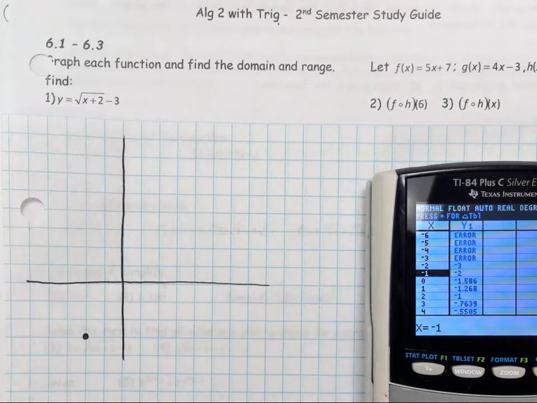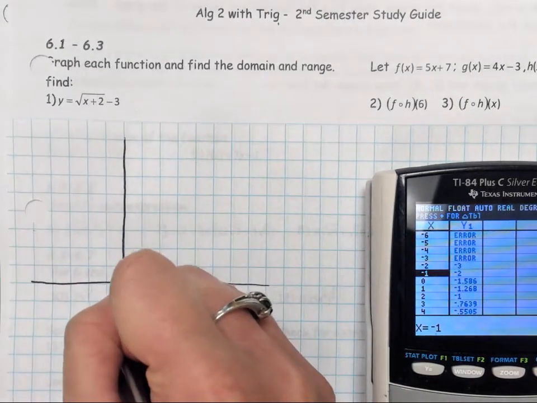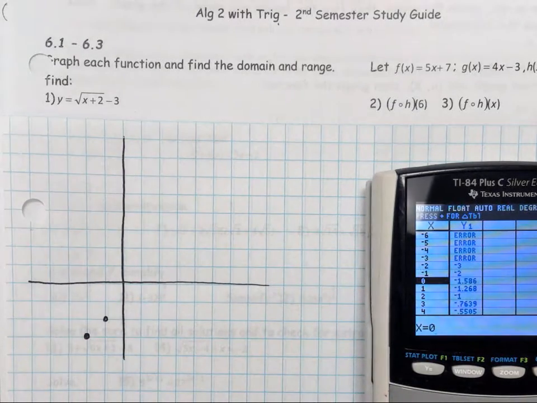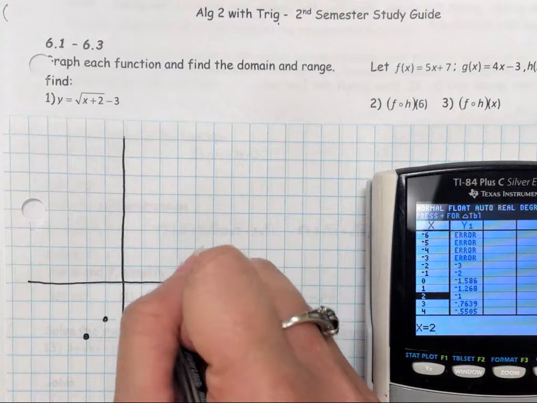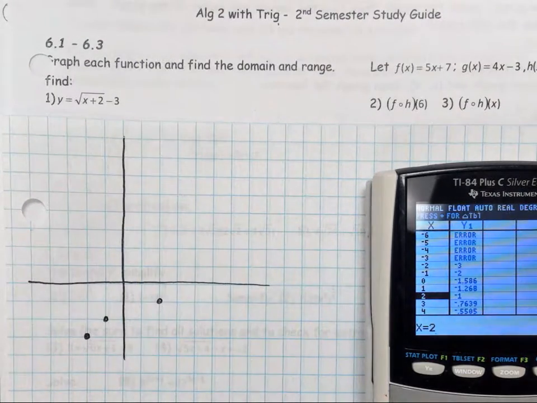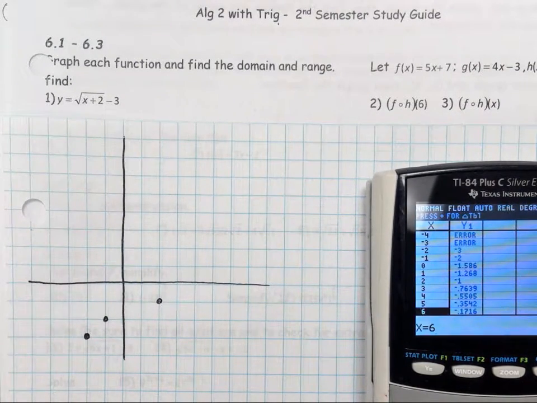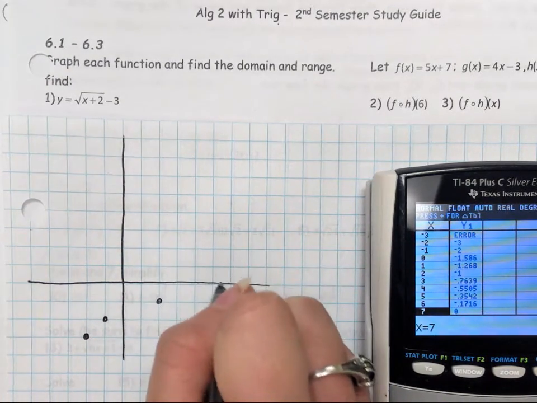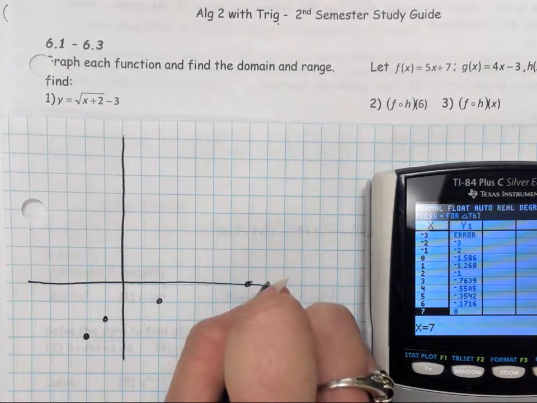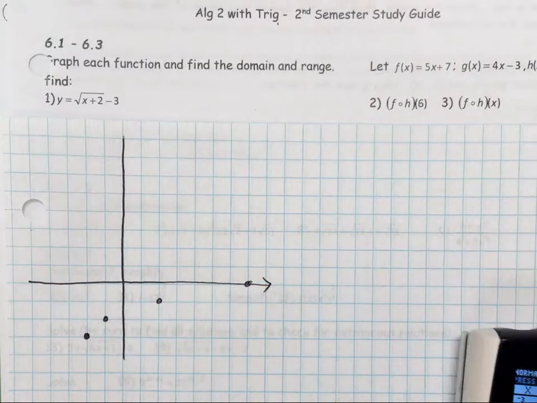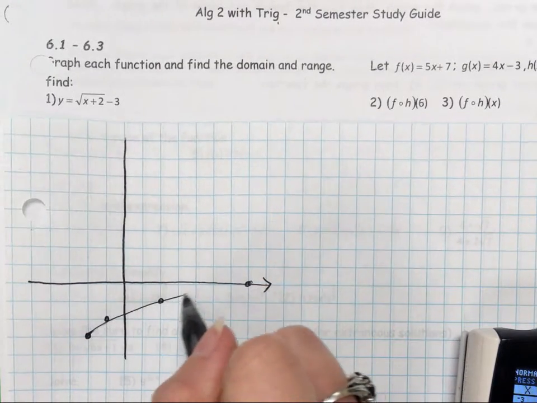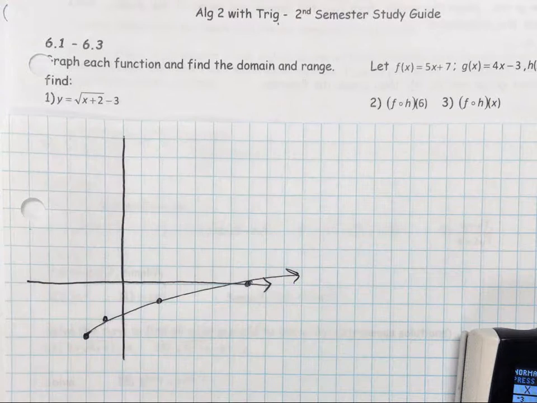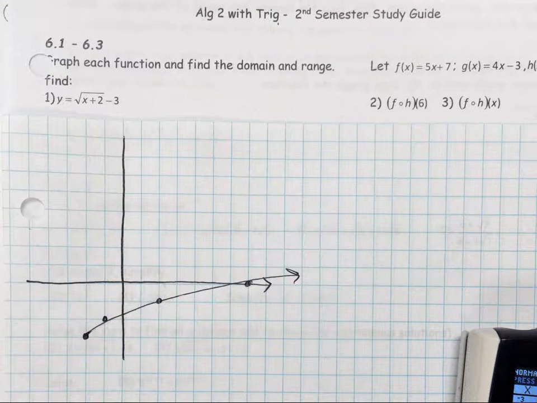Alright, the next one is negative 1, negative 2. And then that's a decimal, that's a decimal. The next whole number would be 2, negative 1. Decimal, decimal, decimal. And then 7, 0. And we'll stop it right there. There you go. All okay?